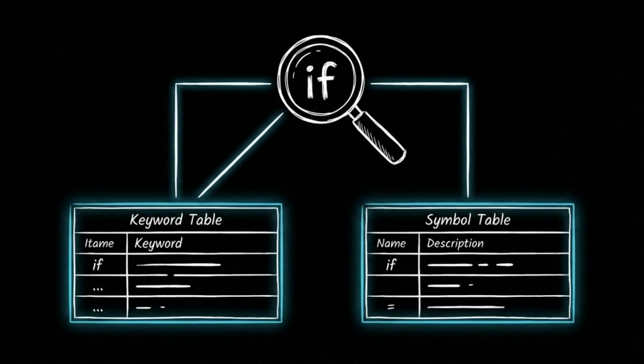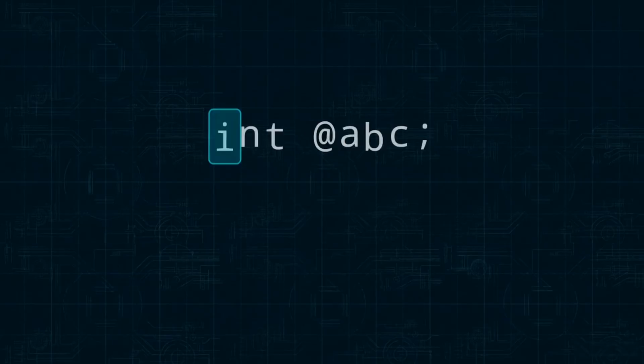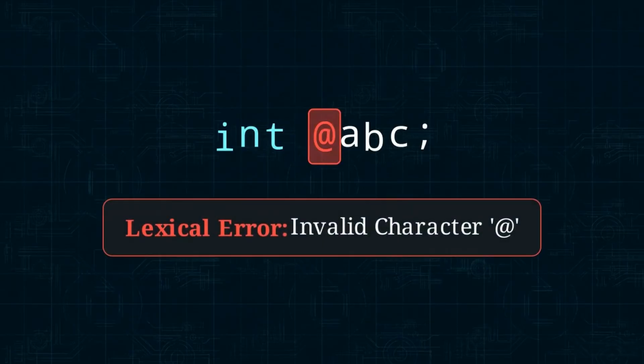These secondary data structures are necessary to resolve the structural ambiguities that a simple character scanner cannot identify on its own. If the scanner encounters an illegal character, like the @ symbol, or an unterminated string, the error handler halts the process and identifies the specific lexical error.